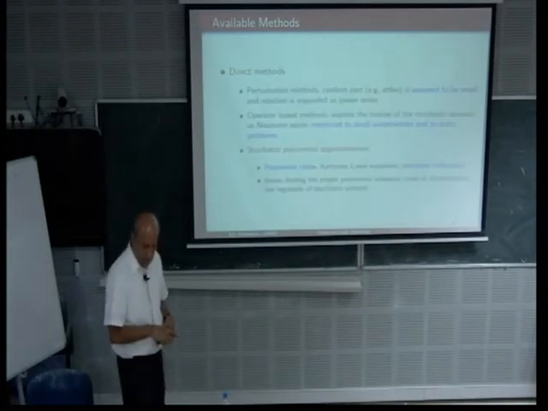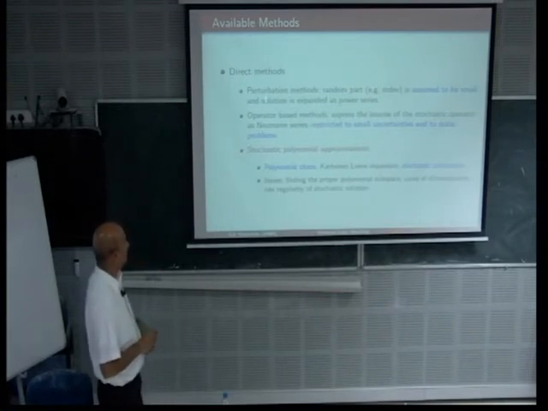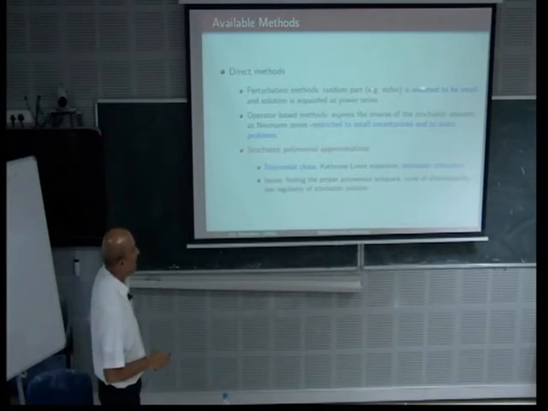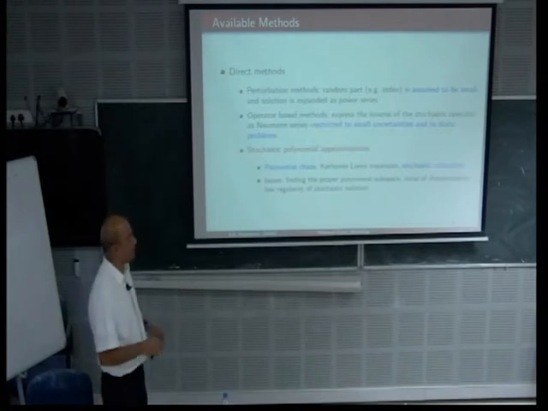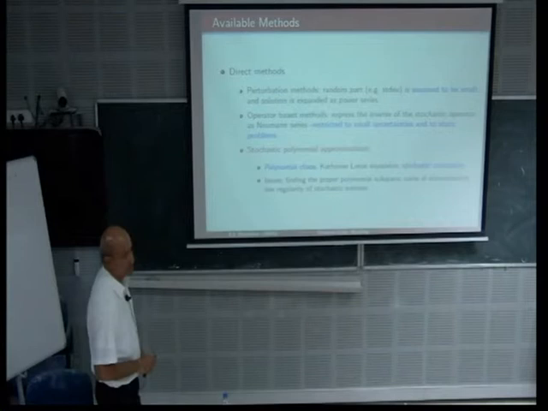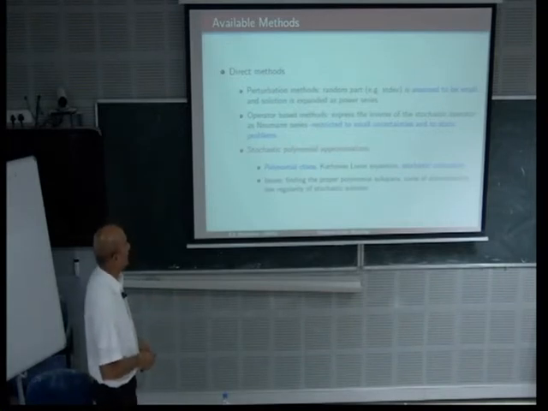I'm going to talk about some of them. There are many other direct methods. Perturbation method is one of them. Here you assume the random part is small. So the standard deviation, for example, you assume is small in your random field, so it makes a special assumption. Then you expand the solution as a power series and then compute the coefficients of that power series and so on. So this one also has limitations, and there are operator-based methods.